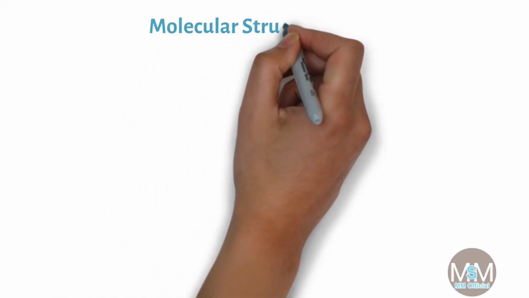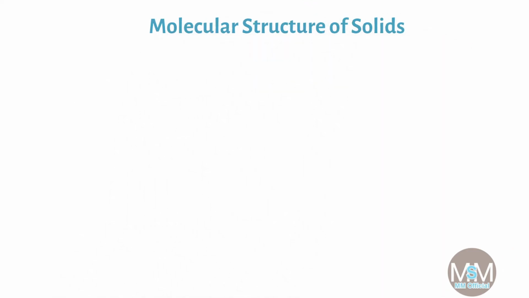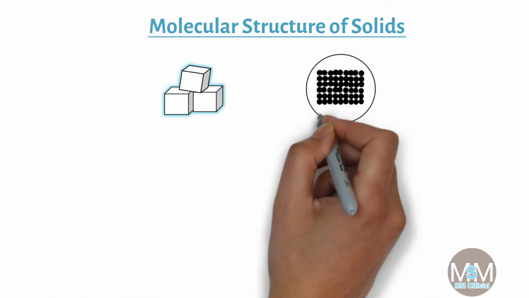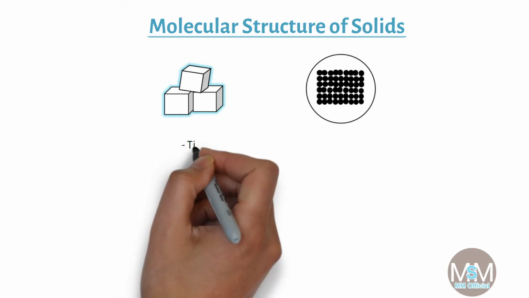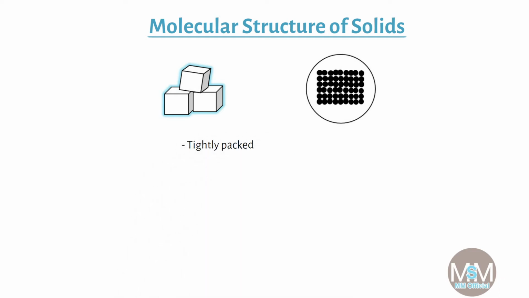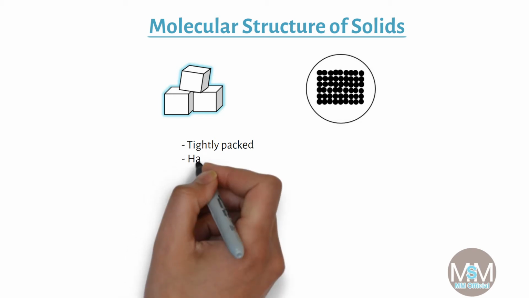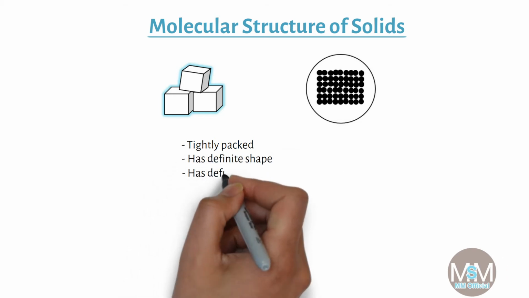Let's start with the molecular structure of solids. In solids, the space between molecules is very less. Therefore, these molecules are not free to move. Hence, they are tightly packed. Because of this, solids get a definite shape and volume.